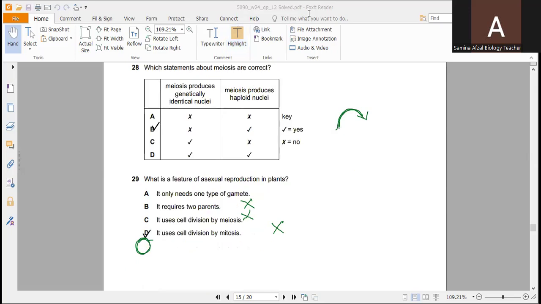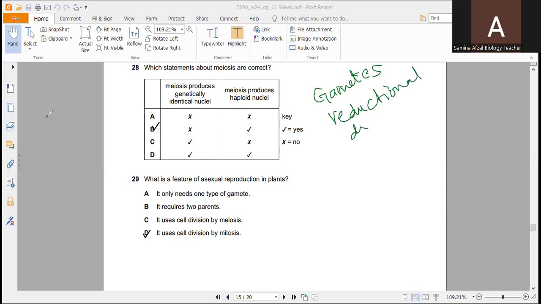Next question is, which statements about meiosis are correct? Meiosis produces genetically identical nuclei. No, meiosis is the type of cell division which takes place in gametes. It is also called reductional division, which reduces the chromosome number, diploid to haploid.